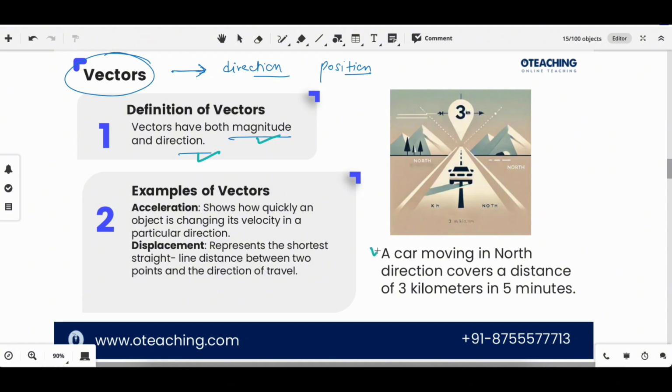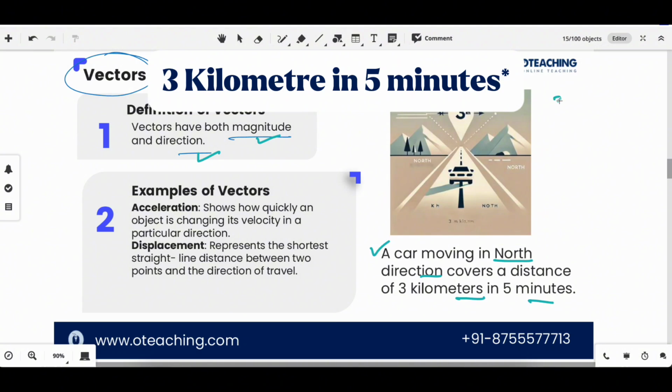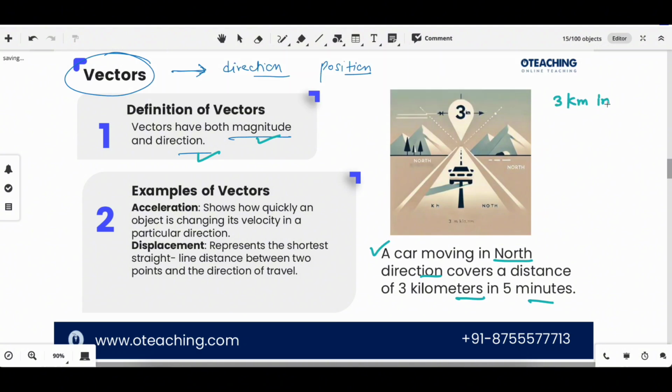For example, a car moving in the north direction covers a distance of 3 kilometers in 5 seconds. So here it is giving us 3 kilometers in 5 seconds. 3 kilometers is the magnitude of the distance. 5 seconds is the magnitude of the time. And when I mentioned north, I specified the direction. So if I want to calculate the speed, I take how much distance the car has traveled: 3 kilometers. Correct? In how much time? 5 seconds.